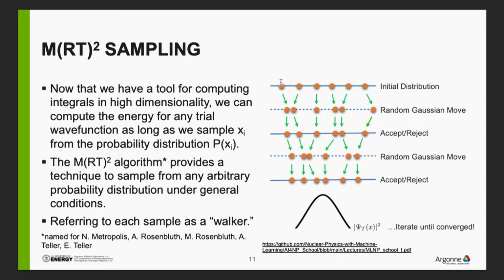If I have some input particles, I plug them into the function, and I know the probability distribution to some normalization. So this algorithm actually lets you get away with that. You're going to be computing ratios of probabilities, and you don't need to know the normalization.